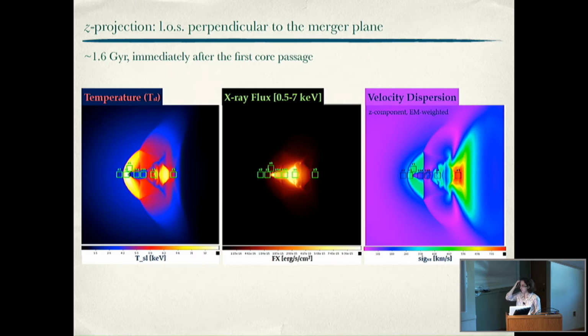The system is very symmetric, so what's interesting here is again to look at the center, where you have the passage of the 2 cores. And as you can see, you have different regions in terms of velocity dispersion values, which can be very high like here, or quite modest, like in this case here, where you have a velocity dispersion of order 100 or 200 kilometers per second.